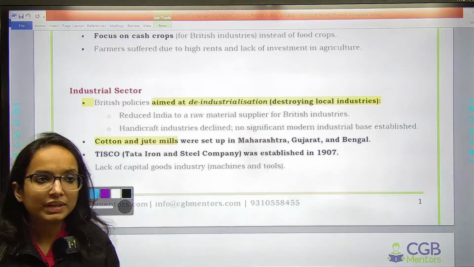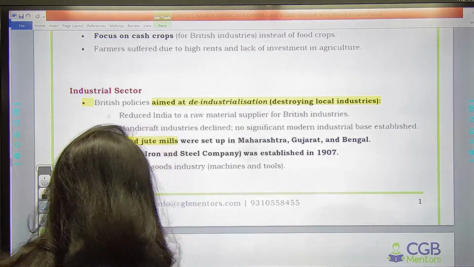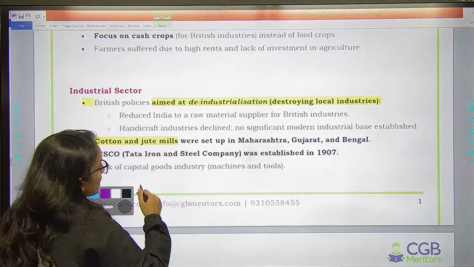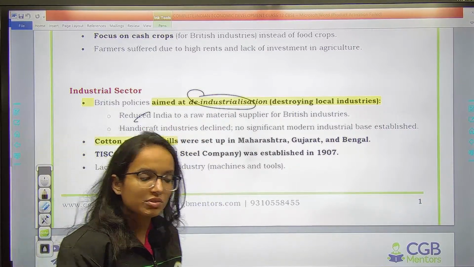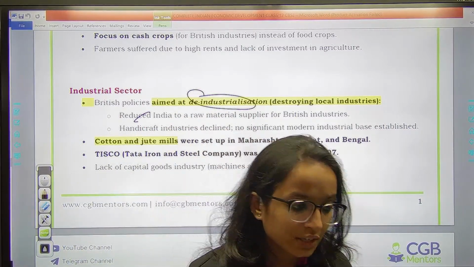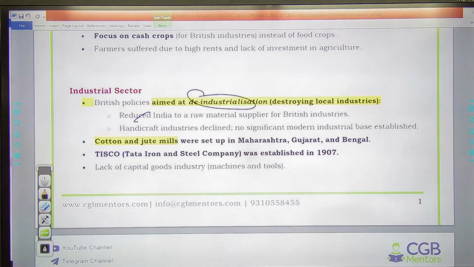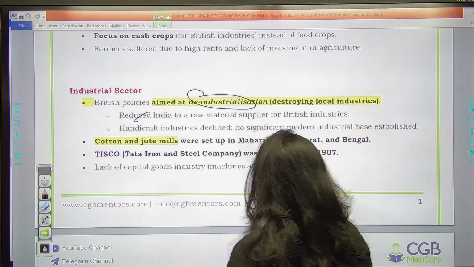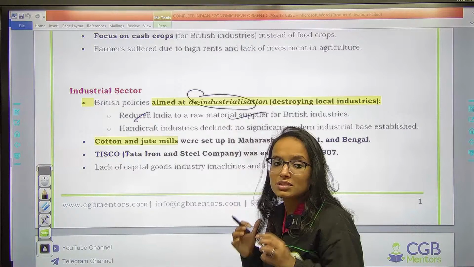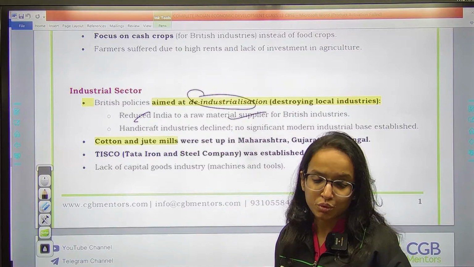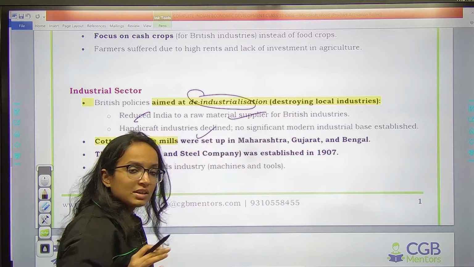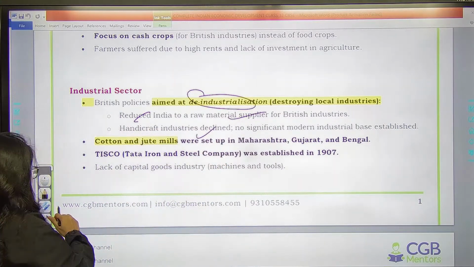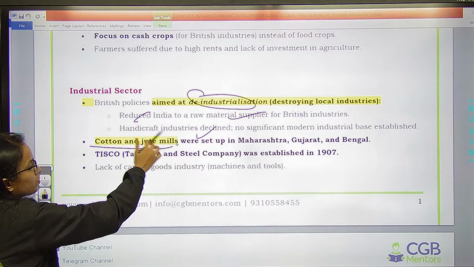Then if we talk about the industrial sector here, British policies aimed at deindustrialization of local industries. Our local industries, they collapsed, they destroyed them completely. They reduced India to only a raw material supplier and a consumer of whatever had been produced in the British market. Handicraft industries declined, and a lot of jobs were snatched away. Then cotton and jute mills were set up.